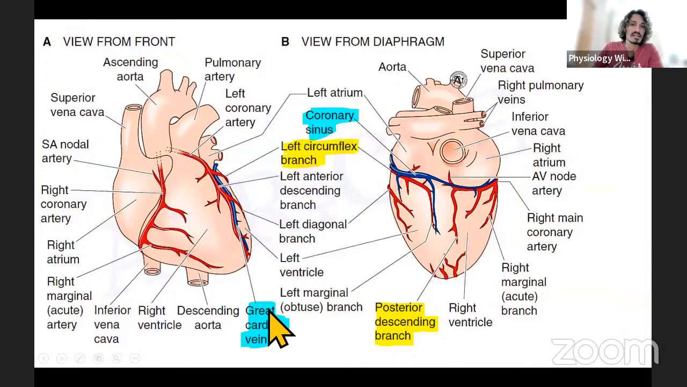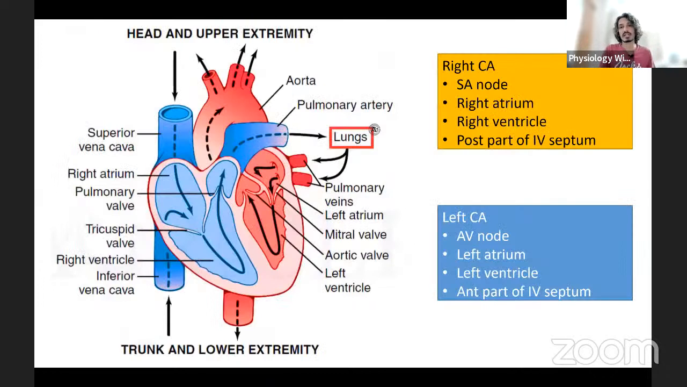And you can see here the great cardiac vein. So this is ultimately, after the arterial supply, the venous drainage taking it over. Okay, so just keep these terminologies in your mind so that you'll understand the next thing that I'm going to talk about.